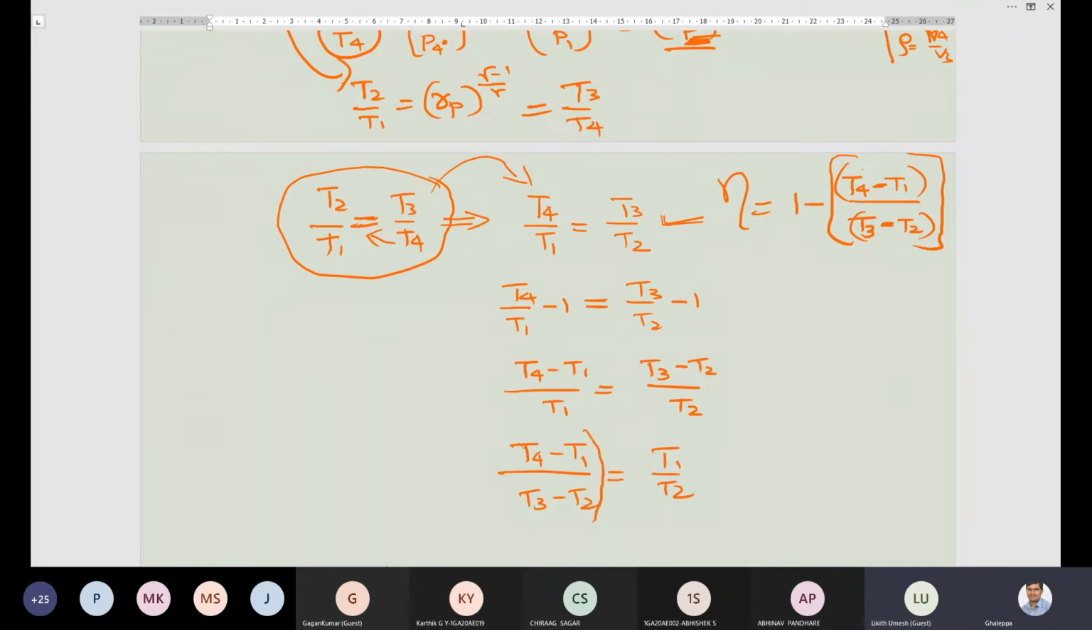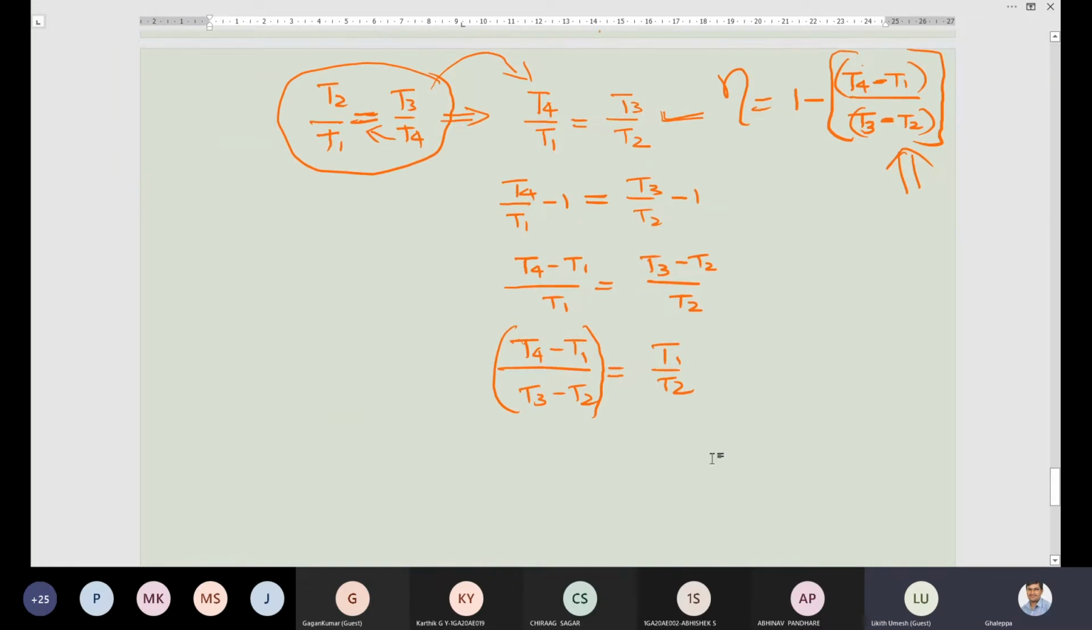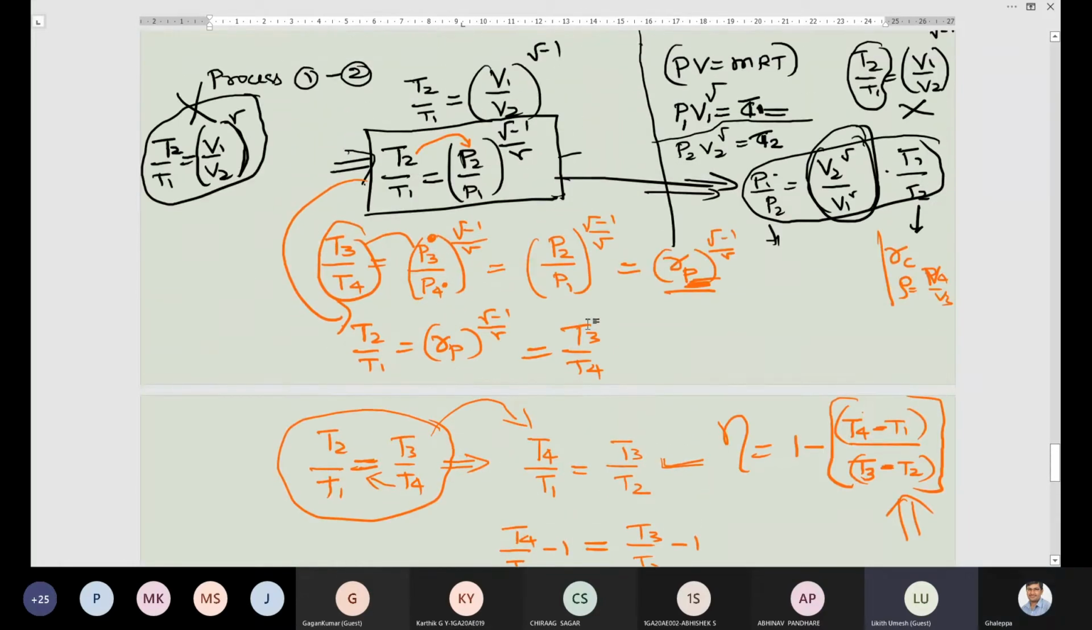So you got this equation now. Here is the equation. So in place of this entire set of temperatures, I will substitute only T1 and T2. So efficiency of Brayton cycle is equal to 1 minus T1 by T2. 1 minus T1 by T2 I will write. So what is T1 by T2? Here is the ratio.